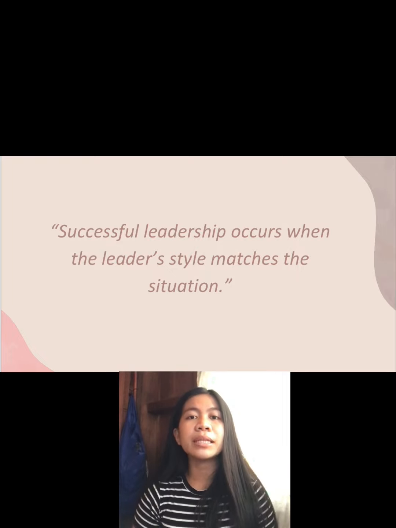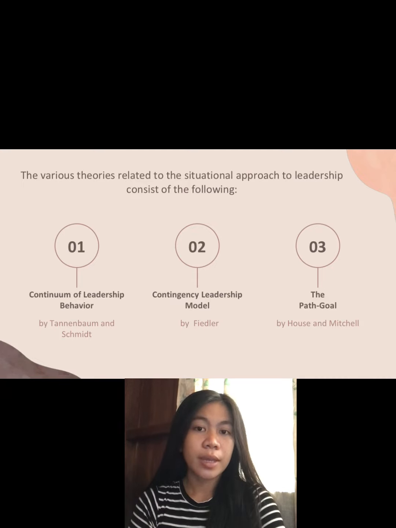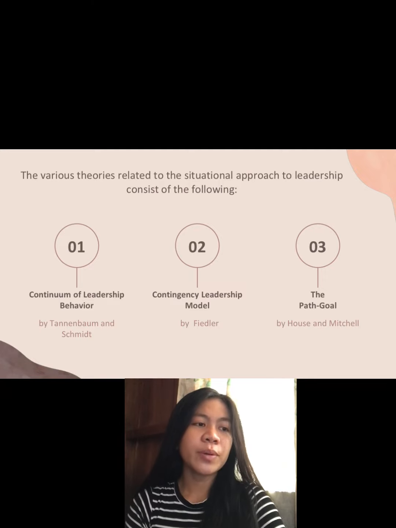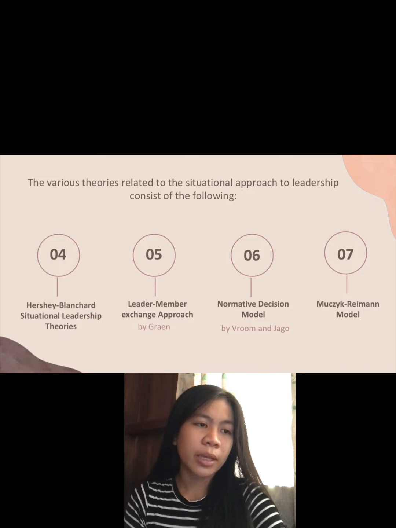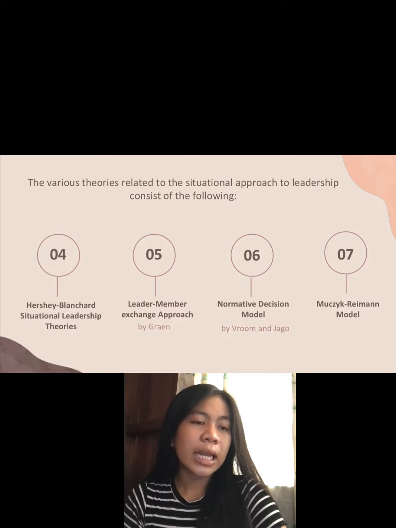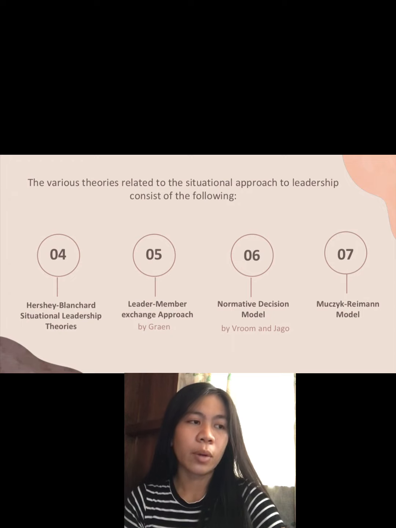Moving on, we have here the various theories related to the situational approach to leadership. First, we have the Continuum of Leadership Behavior by Tannenbaum and Schmid. The second one, the Contingency Leadership Model by Fiedler. The third one, the Path Goal by House and Mitchell. The Hersey-Blanchard Situational Leadership Theories, Leader-Member Exchange Approach by Graham, Normative Decision Model by Vroom and Jago, and the last one is the Mosaic-Rayman Model. And later on, I will discuss those one by one.